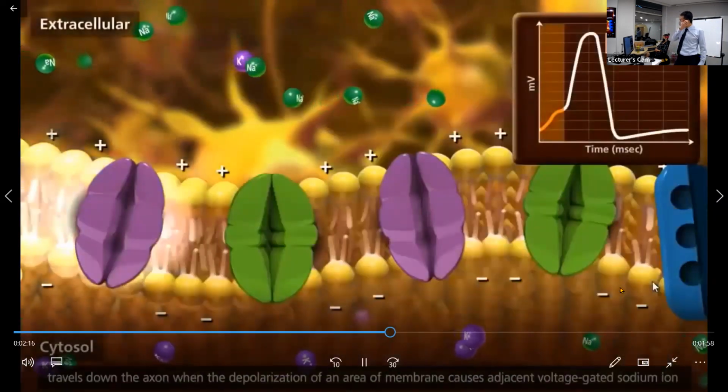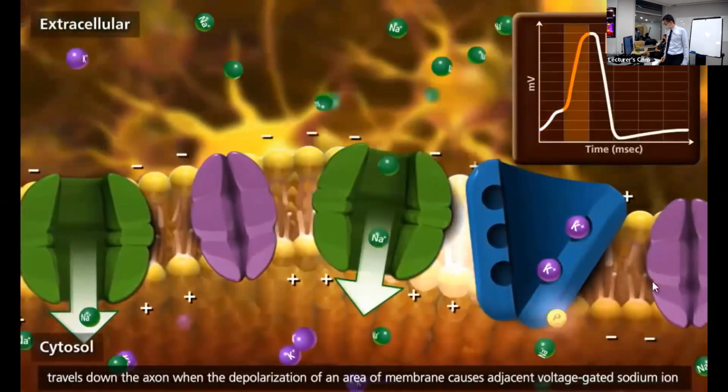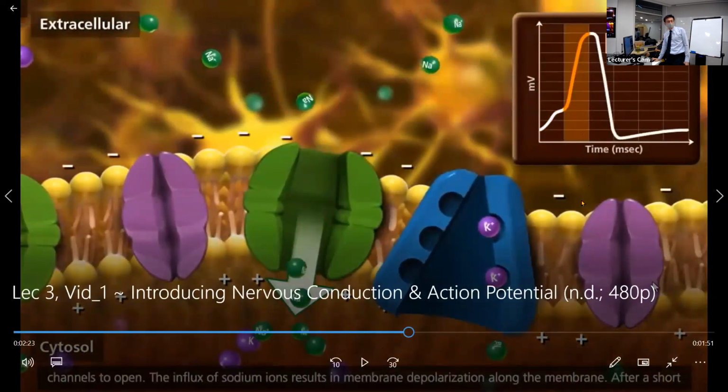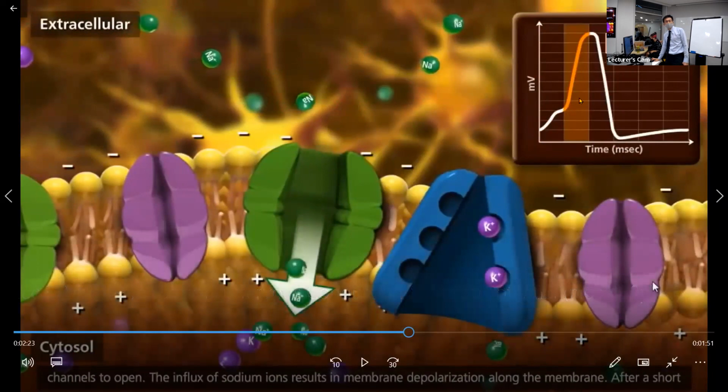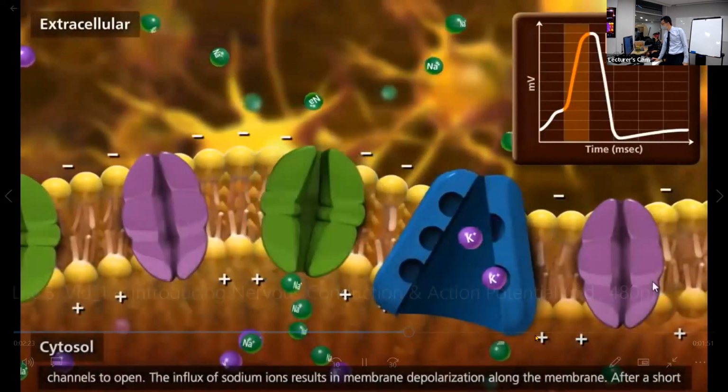The action potential travels down the axon when the depolarization of an area of membrane causes adjacent sodium ion channels to open. When you go home, watch this. You can have a chance to re-watch a few times. Focus on this too. It will talk about the changes in the strength of the electricity moving. You will find that this is actually the way the signal works.